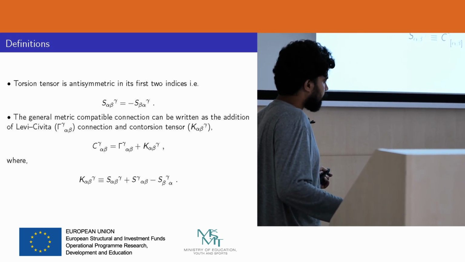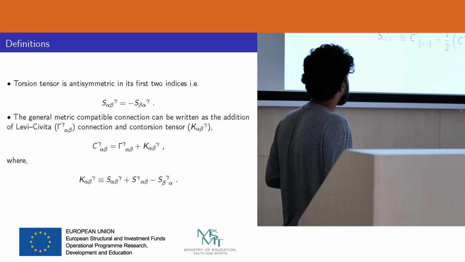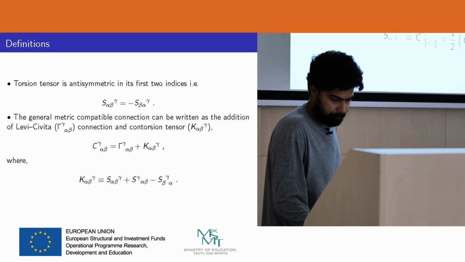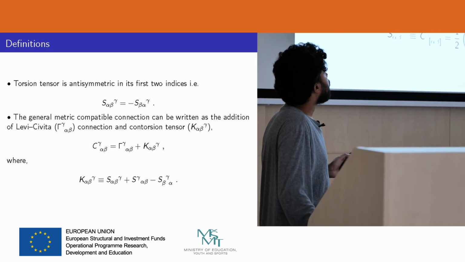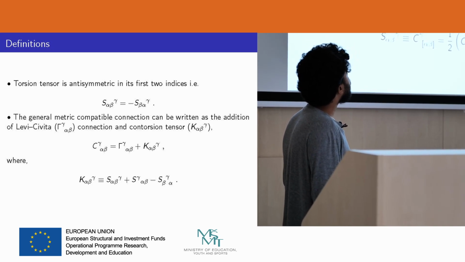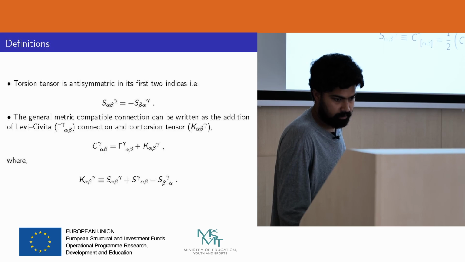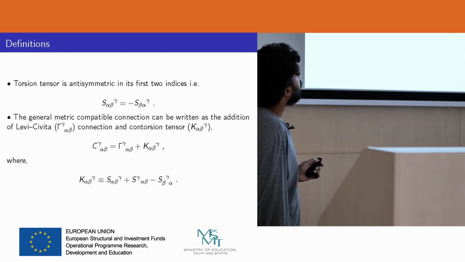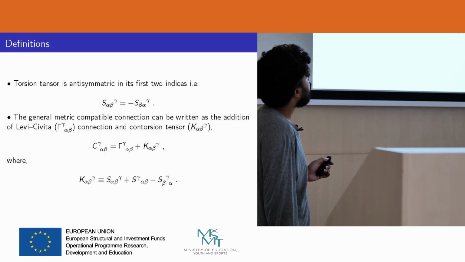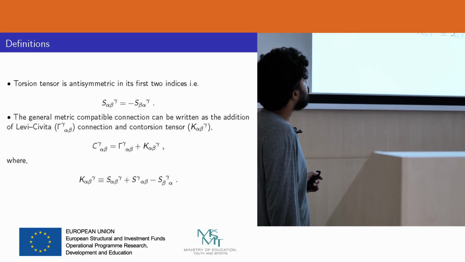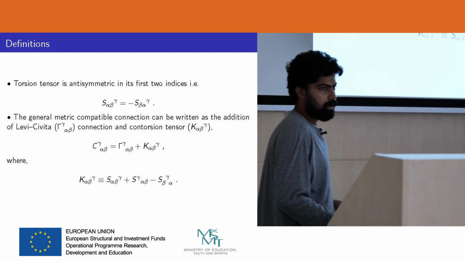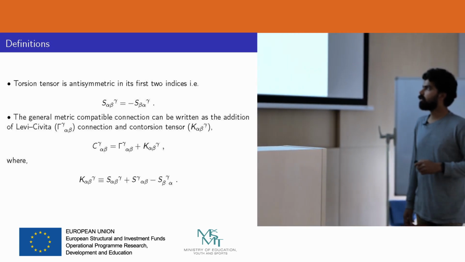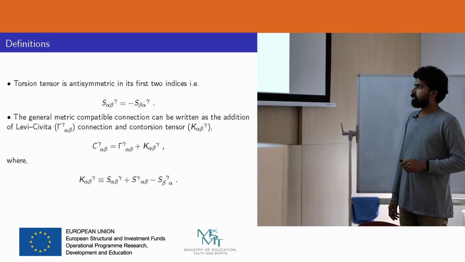is antisymmetric in its first two indices. Basically in GR, this generic connection is the Levi-Civita one. As I said, the torsion tensor is antisymmetric in its first two indices, and this generic connection can be written as the sum of the Levi-Civita connection plus some contortion tensor, where this contortion tensor is related to the torsion tensor, as you can see here.